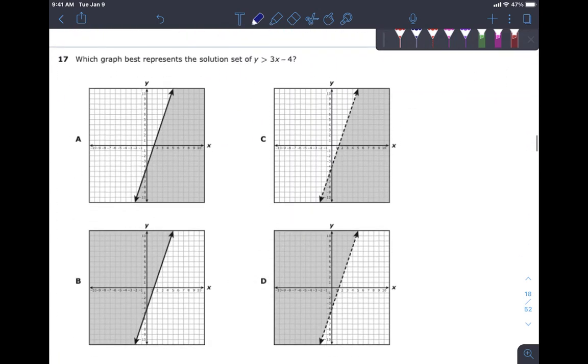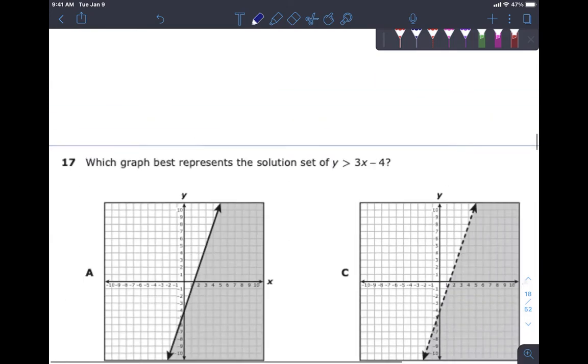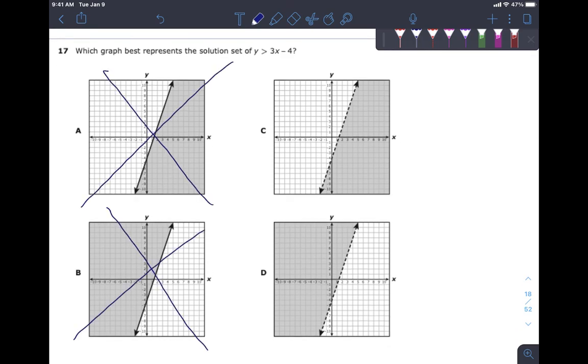So here they're asking us which best represents the solution set of this. Okay. So, first of all, I see that this guy does not have that extra line. Because it does not have that extra line, that means that this is going to be a dashed line only. So that's not this, not this. Those guys are solid.